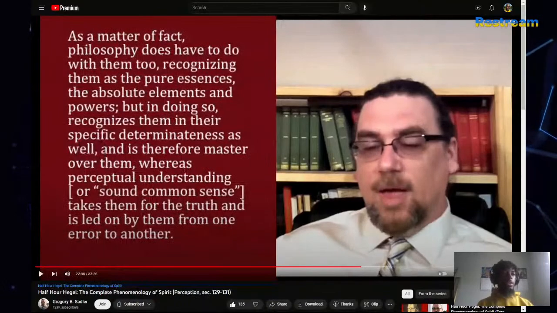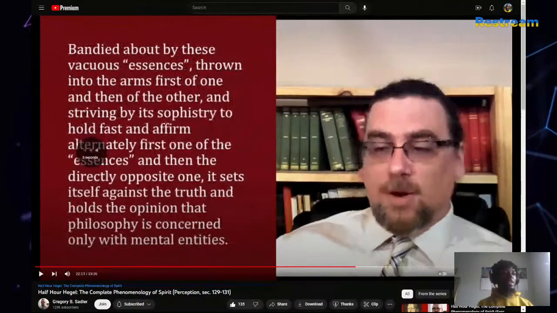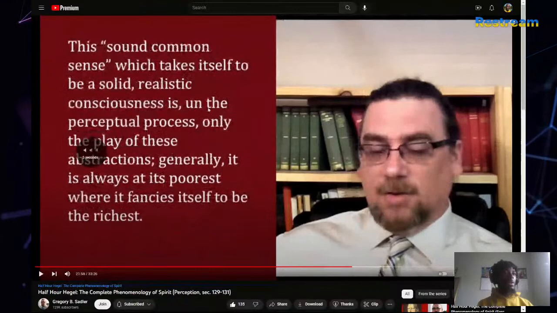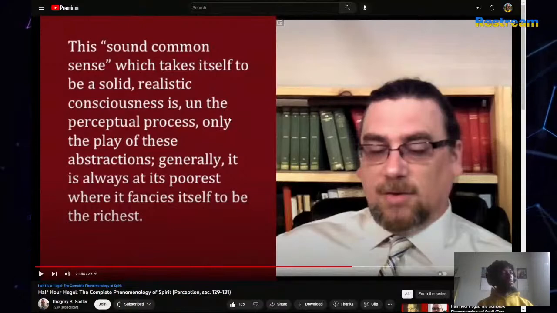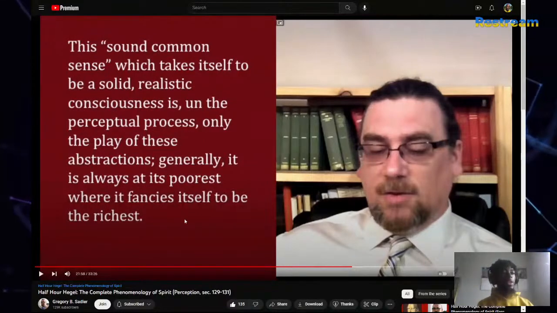Just look at that. He's spitting bars right here. He's coming out the gates with this one, right? First, he's talking about sound common sense, which takes itself to be solid, realistic consciousness, is in the perceptual process only the play of these abstractions. Generally, it is always at its poorest where it fancies itself to be the richest.